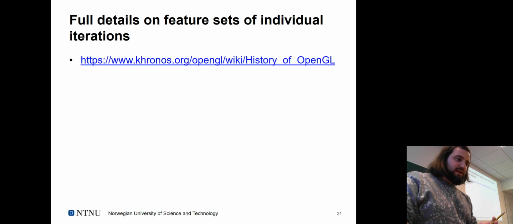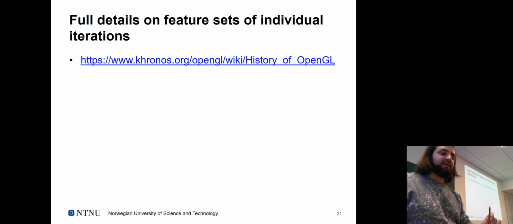And for any details like how OpenGL evolved and what the actual features and capabilities of each of those OpenGL versions were, you can refer to the Khronos website. Here is a reference. By the way, I have uploaded this to the Wiki, so you can download the slides already.